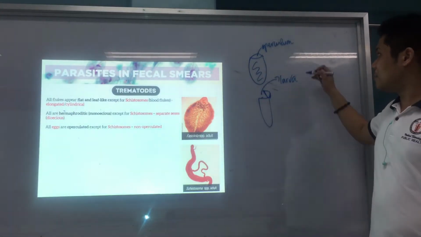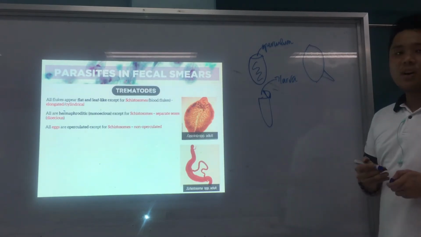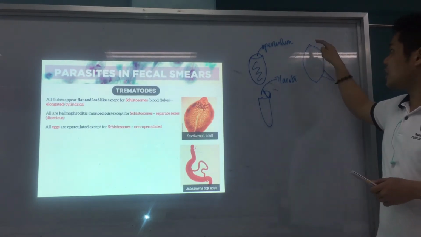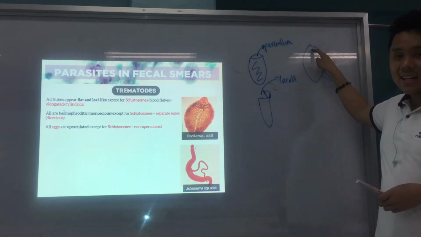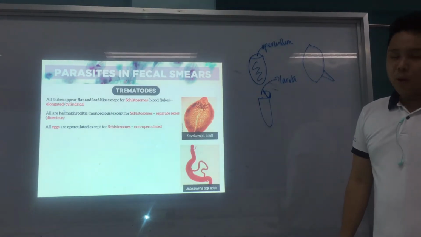Whereas for your schistosome, we've seen in our virtual microscope activity, it has no operculum. It has a spine, right? Alright. That's for the eggs.